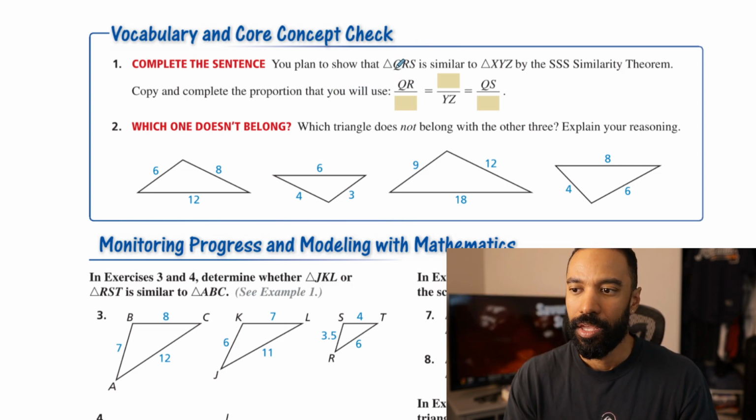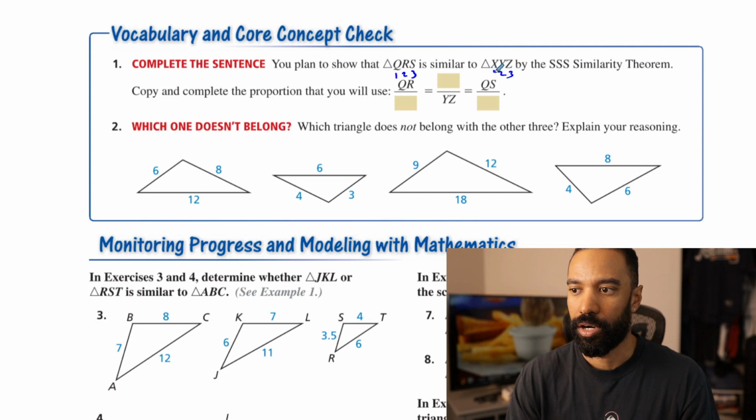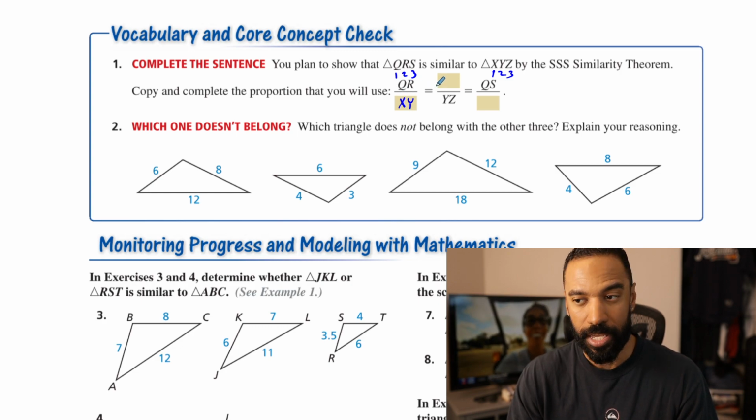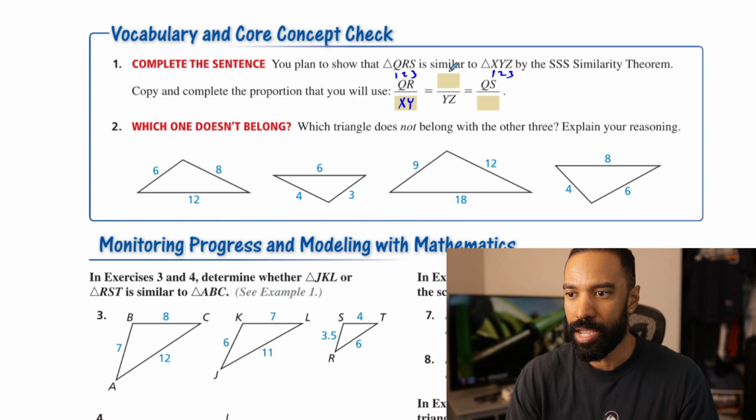Now I don't have to copy it. QR are letters, let's just write 1, 2, 3 and 1, 2, 3. QR are letters 1 and 2. XY are letters 1 and 2. They need to have a similarity ratio that is equal to, now we got to go to triangle QRS. YZ was 2, 3. RS is 2, 3. And then QS is 1, 3 and XZ is 1, 3.